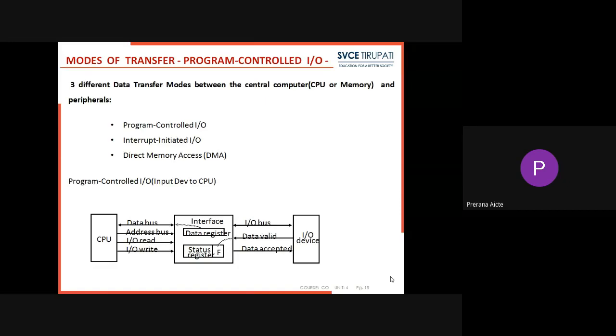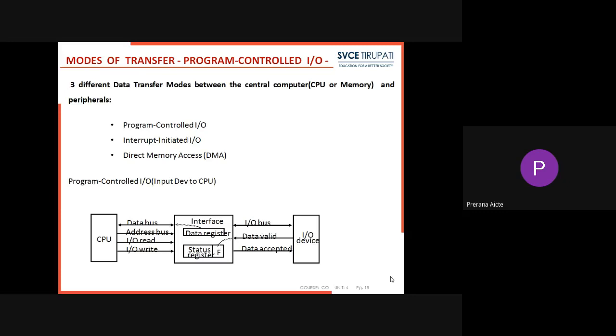And coming to three different transfer modes. The next concept: there are three modes of transfer between processor and peripheral devices. One is program controlled IO, interrupt initiated IO, and direct memory access. The first one, programmed IO. The programmed IO method is particularly useful in small low speed computers. For example, data transfer from an IO device through an interface into the processor.